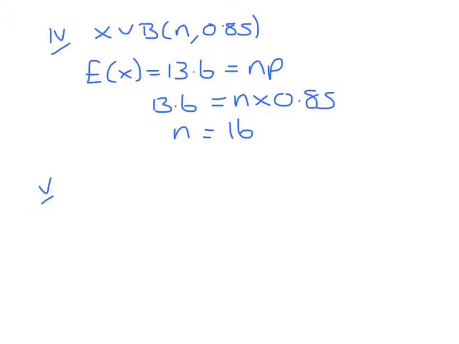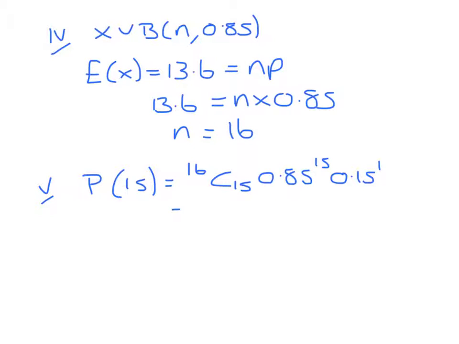Part 5 then, we're asked to work out the probability that exactly 1 does not reach maturity. Well, that means that 15 have. So that will be 16C15, 0.85 to the power 15, 0.15 to the power 1. And typing that into the calculator, we get 0.2096, which is 0.210 to 3 significant figures.